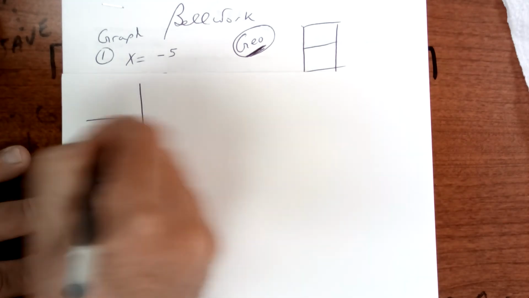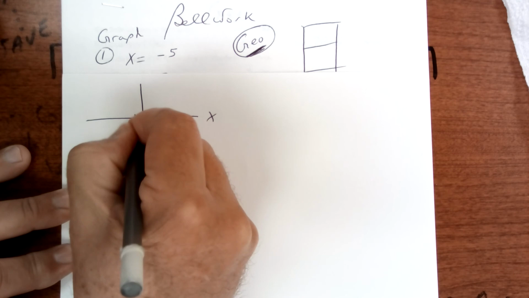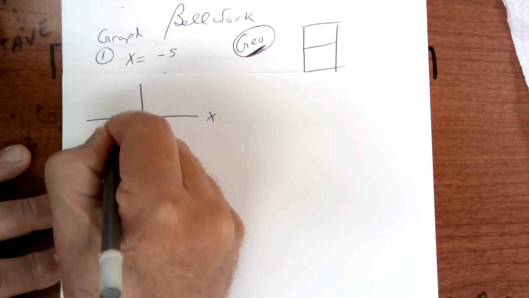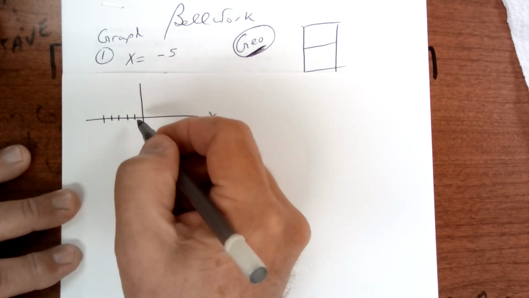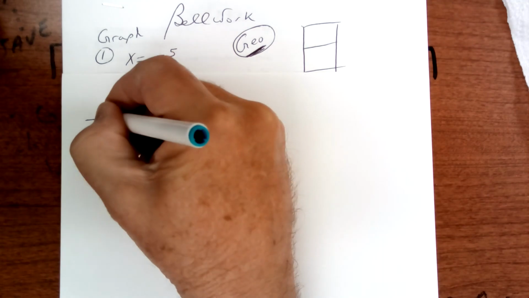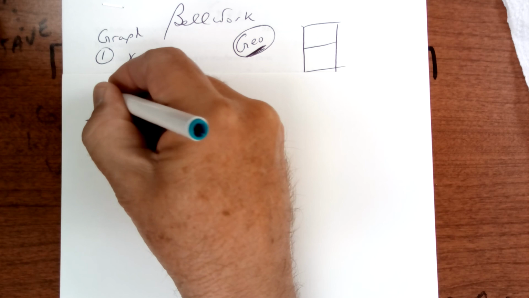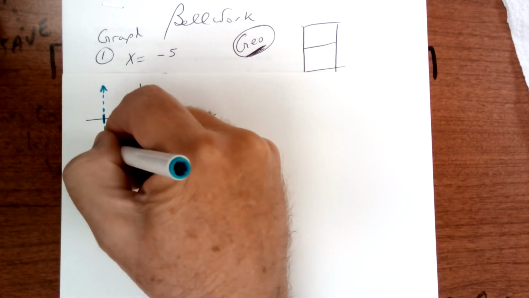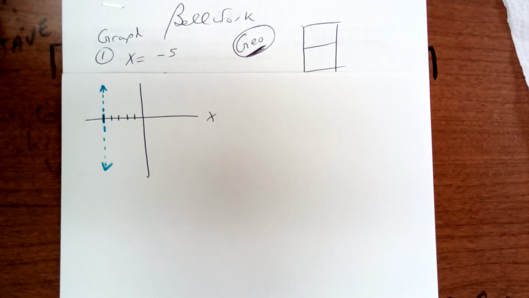This is the x-axis, and -5 is similar over here. Now I want you to use tick marks. And notice this tick mark is going up and down, so your line should be like that. That is an undefined slope, like 0 over some number.